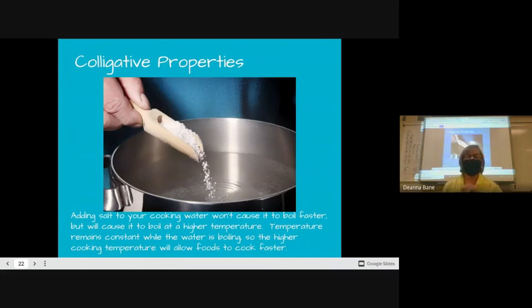That being said, though, if you've got a really large pot of water, you add as much salt as you can to make it saturated. The boiling point would get high enough that instead of boiling at 100 degrees Celsius, it might boil at 105, 110 degrees Celsius. And if that's the case, then the food will cook faster because that temperature plateaus or stays constant for as long as the water is boiling.